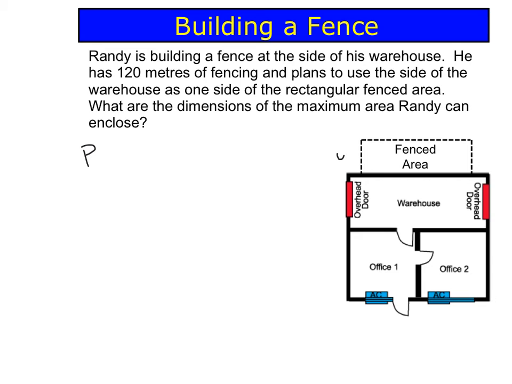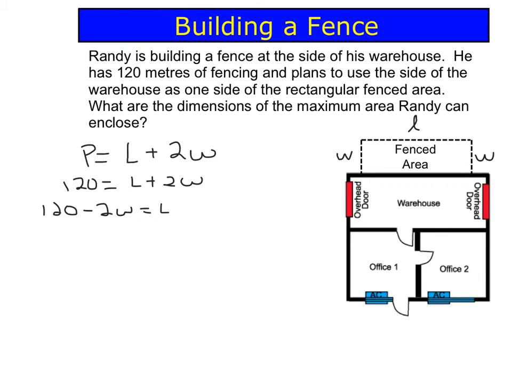So you might want to label it. Width, length, width. So the formula is going to be 1 length plus 2 widths. And if we sub in what the perimeter was, 120 meters equals L plus 2W. Now you need to isolate one of the variables, so we'll probably isolate L in this case. So we'll end up with 120 minus 2W equals L.